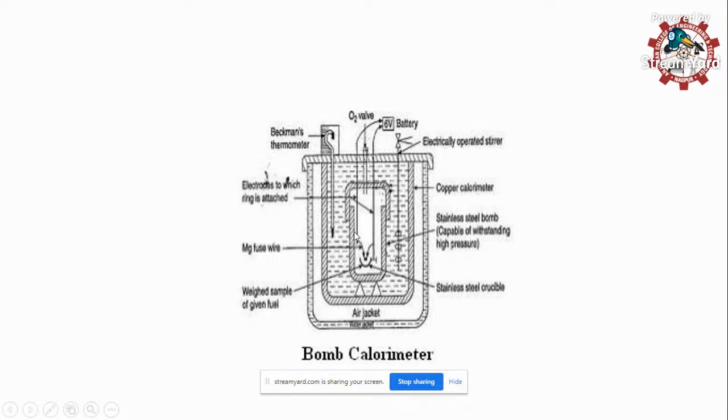Now see how it has been done. This is nothing but the bomb, the small one with the cap. This is made up of austenitic stainless steel. Austenitic stainless steel is used here because it can withstand the corrosive effect and also very high temperature and pressure, especially very high pressure. It has a cap with a screw over it, and this screw helps to tighten up the bomb so that nothing goes in and nothing comes out from it.